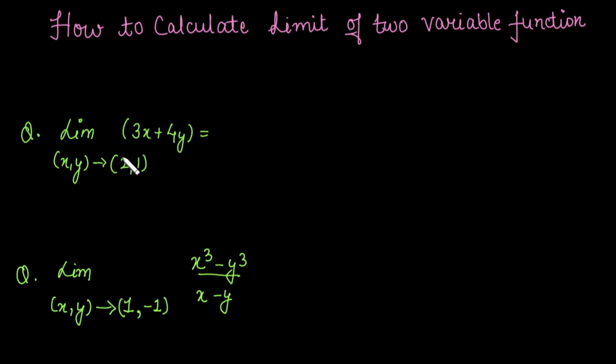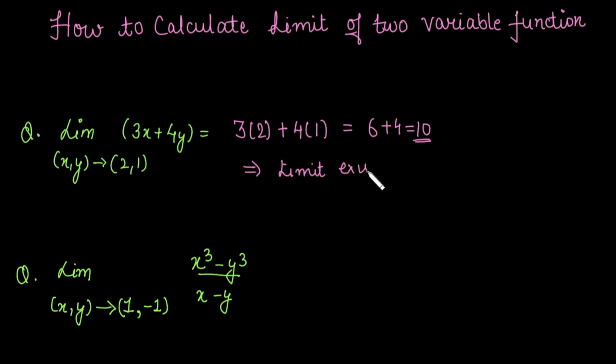In this case, when you put x equal to 2, we have 3 times 2 plus 4 times 1. And this is equal to 6 plus 4, that is equal to 10. And that is unique and finite. So this implies the limit exists and the value is 10.